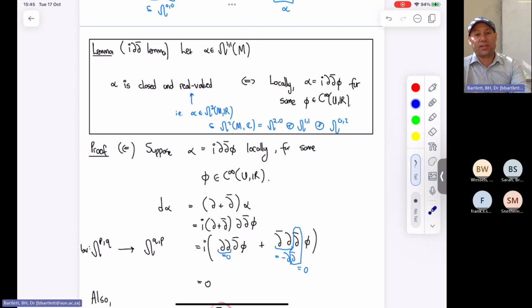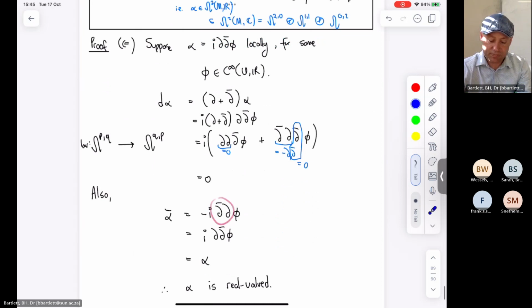And I know that d alpha equals 0. And then I want to show that actually I can write that guy in a complex geometric way as i del del bar phi for some real valued function on the manifold. So that's really interesting: constructing a real thing, which is alpha, starting from a real thing, which is phi, but using complex analytic techniques as a way of getting there. So let's see this.